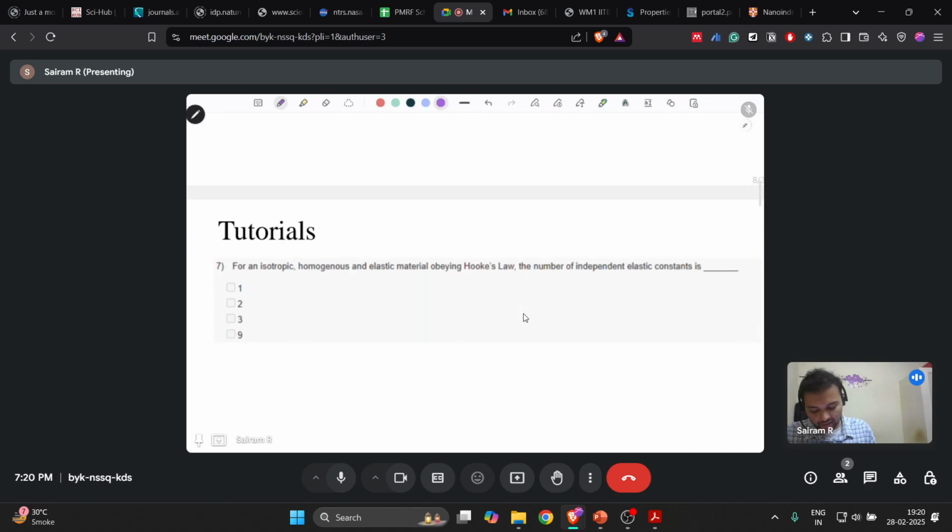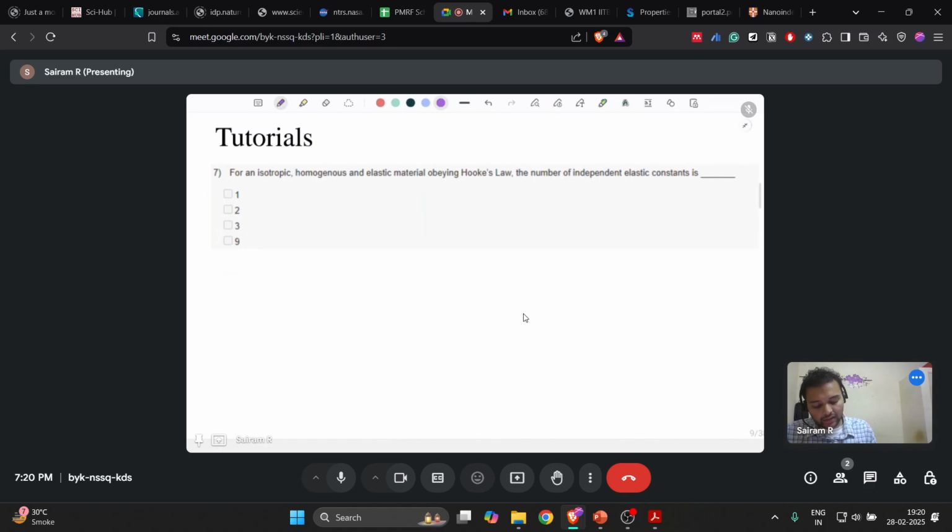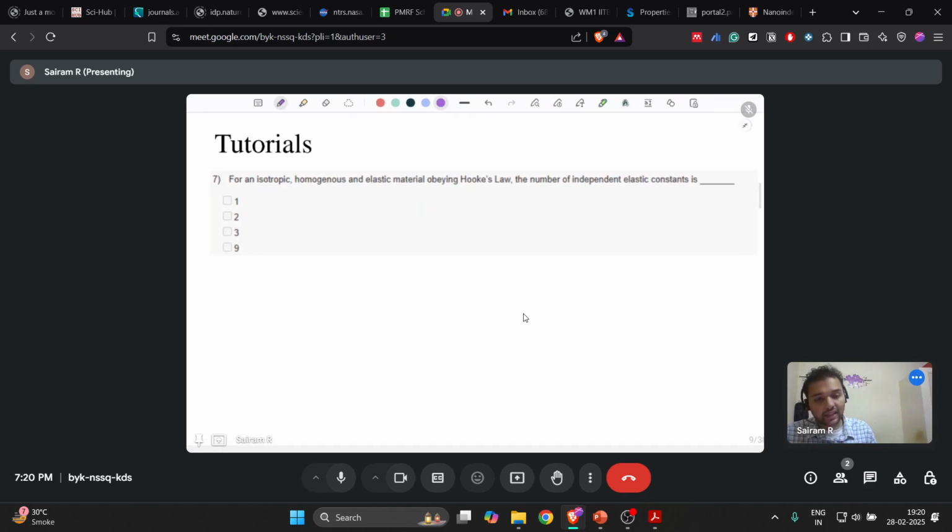Moving on to the next question. For an isotropic, homogeneous, and elastic material obeying Hooke's law, the number of independent elastic constants is. So under Hooke's law, we saw the tensor version of Hooke's law at multiple points during this class. The answer to this question is, wait a second, let me just confirm. Yes, it is 3.